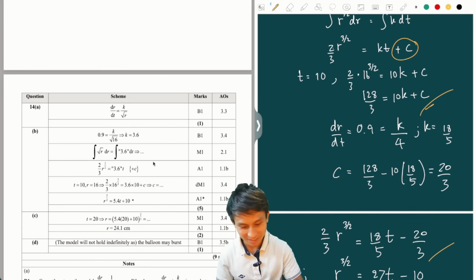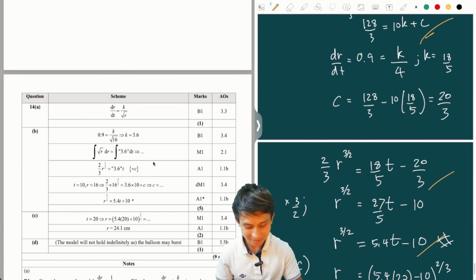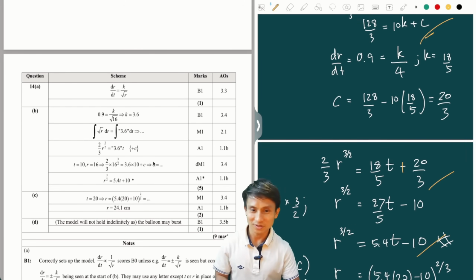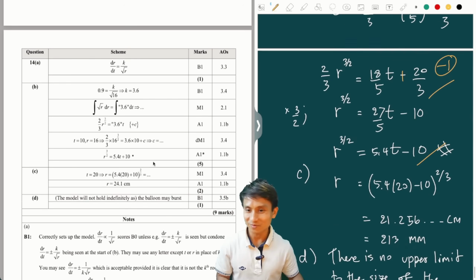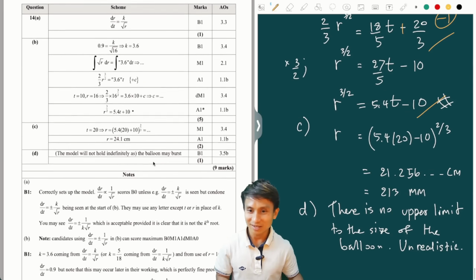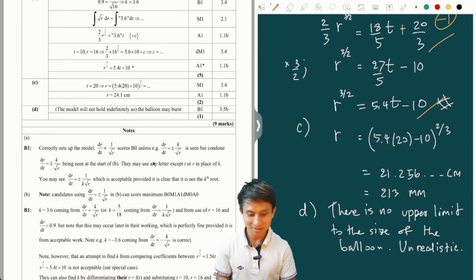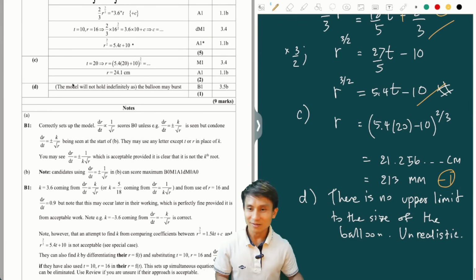This is a plus C. Oh my god, this is catastrophic. This is a plus. Oh no, this is unacceptable. So I have a minus 1 here. This silly mistake is unacceptable by me. Okay. So I got a method mark here, but the final accuracy is not right.